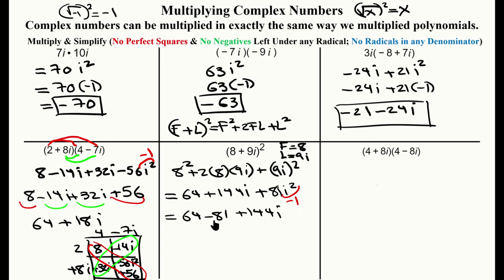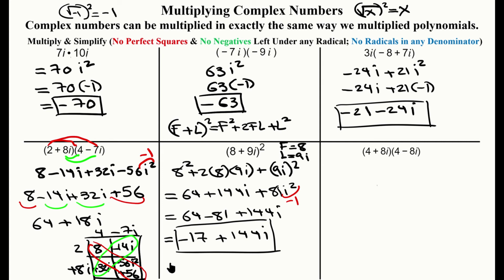Now 64 minus 81 is going to give us, let's see, 4 from 11 is 7, and 6 from 7 is 1, and because the 81 is larger, we get negative, so -17 plus 144i. And that's how you do a problem like that.